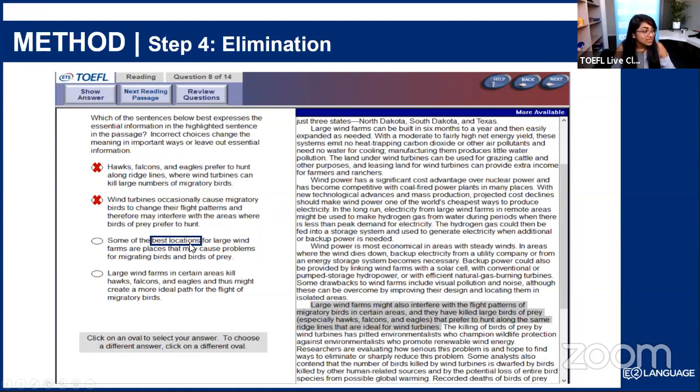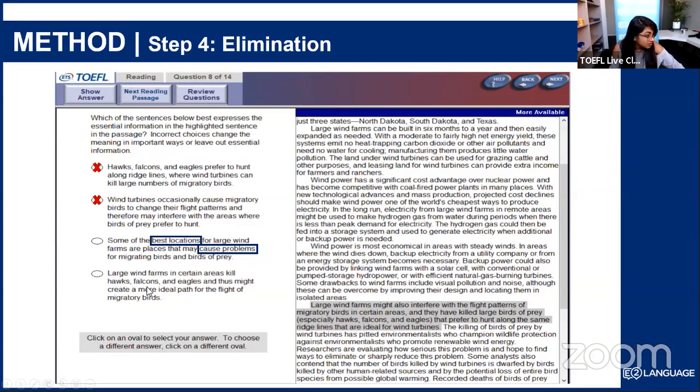So some of the best locations for large wind farms are places that may cause problems for migrating birds and birds of prey. So here we have best locations, which is a paraphrase for maybe ideal. This could be the correct answer, but let's look at the final option before we decide.